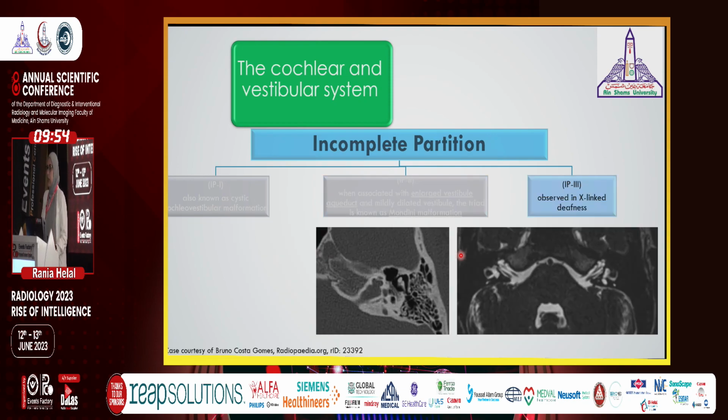Type 3 is introduced lately. This was not in the past. This is just a normal cochlea from the external appearance also, but there is no modulus, no interscalar septum, and there is a wide connection with the internal auditory canal, as you can see here in the CT and in the MRI.